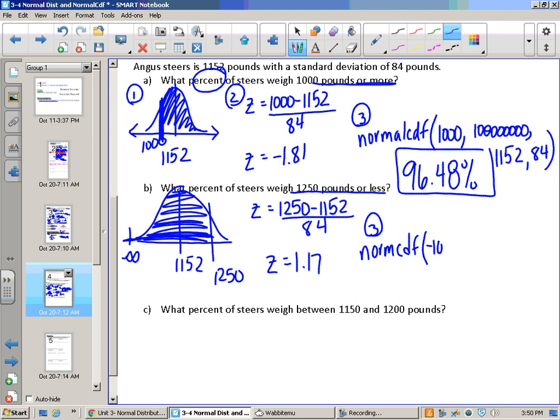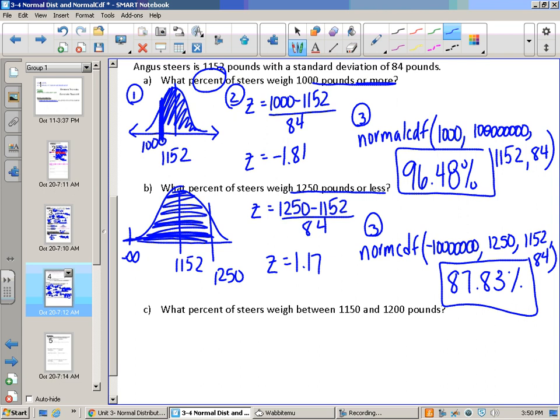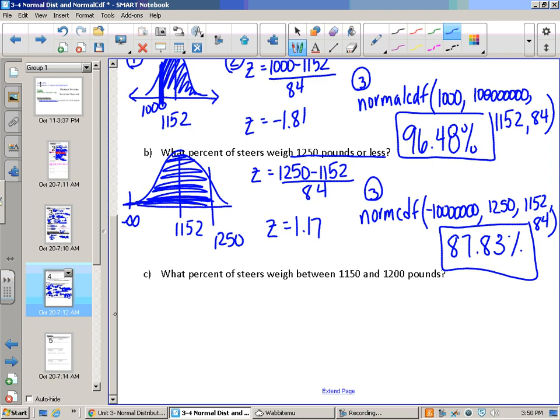So I'm going to type in negative 1,000,000. I'm stopping at 1,250, comma, the mean, comma, the standard deviation. When you type that in your calculator, you get 87.83%.